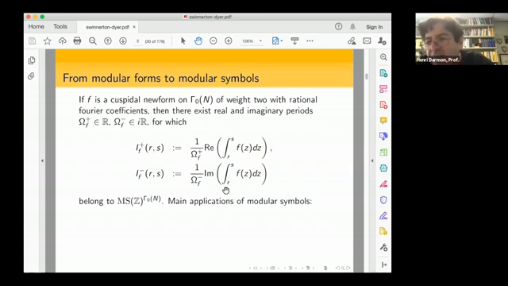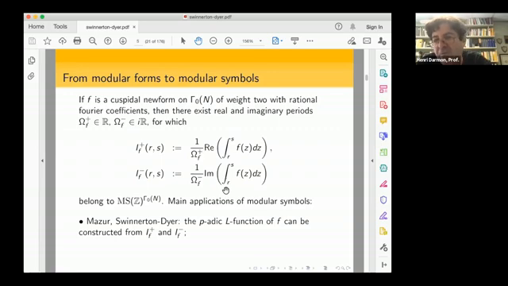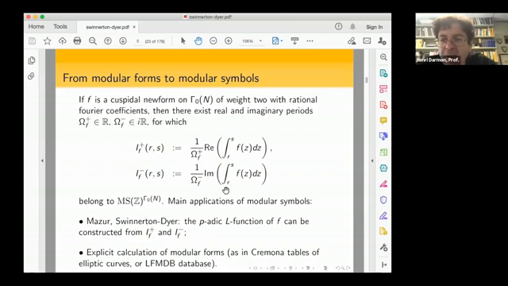And there are many applications of the notion of modular symbols. It's a fantastic notion, very concrete and very powerful at the same time. For example, it underlies the construction of the Mazur-Swinnerton-Dyer p-adic L-function attached to an elliptic curve, if f has rational coefficients, as I assume here. It also allows the explicit calculation of modular forms of given levels. It's what led, for example, to the fantastic Cremona tables, which tabulate all elliptic curves and maybe now all modular forms up to given levels, and the database LMFDB as well.